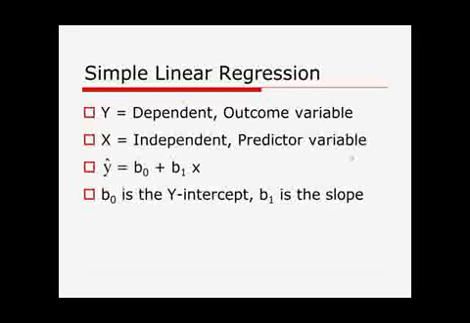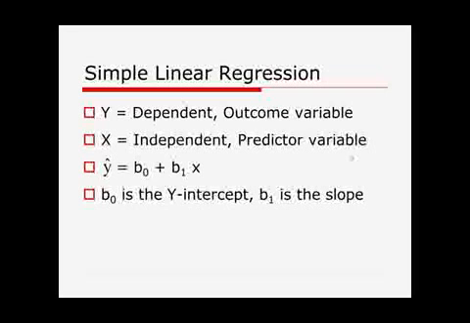So the y-intercept is the predicted value of y when x is 0. We usually don't care that much about the y-intercept. We care more about the slope, because the slope gets at the real association between x and y. The slope is the change in y relative to a 1-unit change in x. And so if you change x by 1 unit, y will change by b1 units. And so that's what we usually care about.